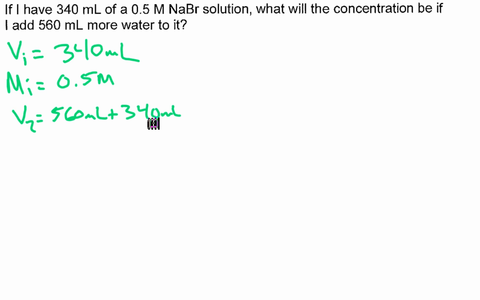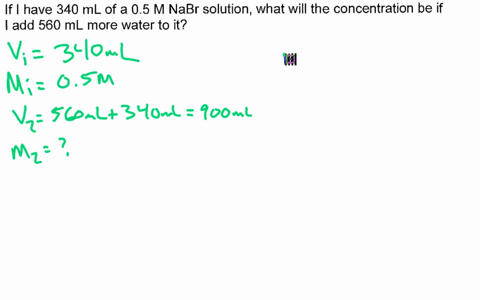Not every problem is set up like this. I might just give you a V2 right off the bat, nothing that you'd have to calculate. So this is going to give us 900 milliliters. Just double check, yep, 900 milliliters. We want to know what the new concentration, in this case molarity, will be.